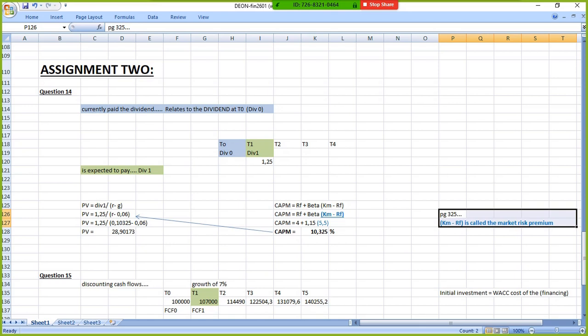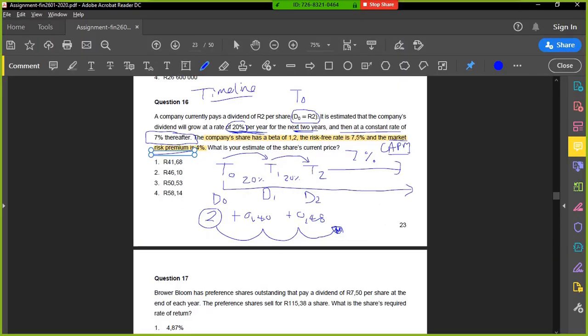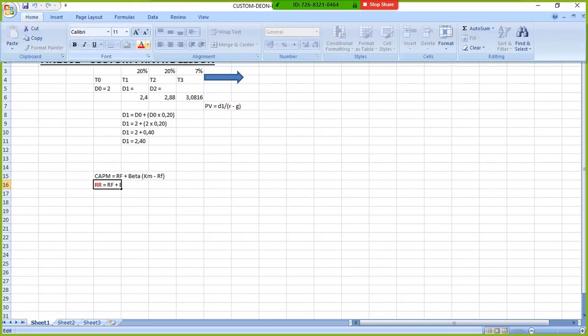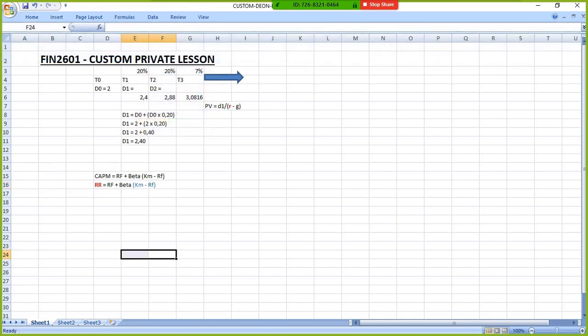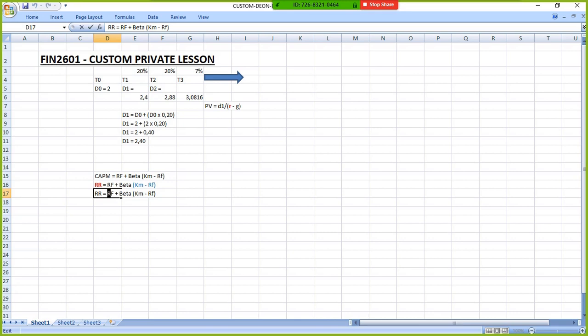Okay, KM minus RF. So in other words, the bracket part is the market risk premium. Did they give you the market risk premium here? Yes, they did, 4%. So this is representing that bracket. We need to substitute the 4% there. So let's do that working. Risk free in the question, what was it? 7.5, 4%, 1.2.